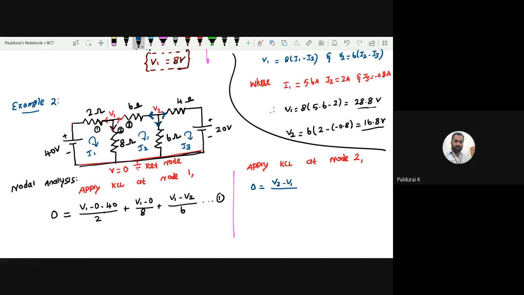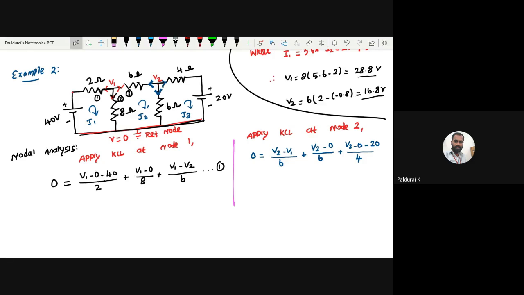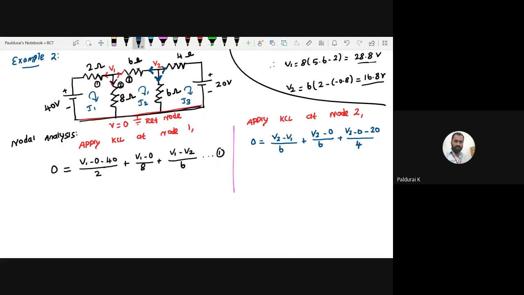Guys, are you with me? Yes, sir. And this current? V2 minus V1 by 6. What about this current? Second current? V2 minus 0 by 6. Third current? (V2 minus 0 minus 20) divided by 4. Okay, now simplify this. How to simplify? Any doubt in this? Now this is my equation number 2.